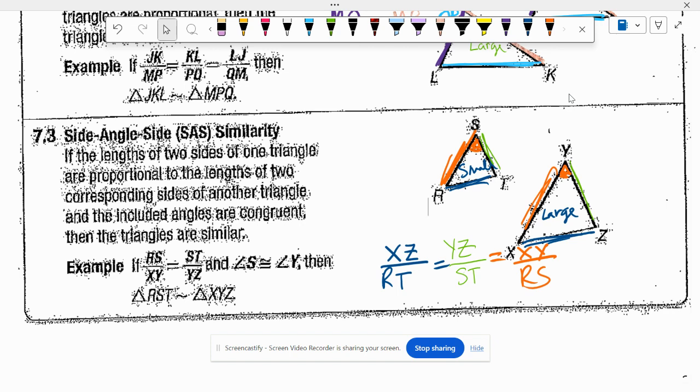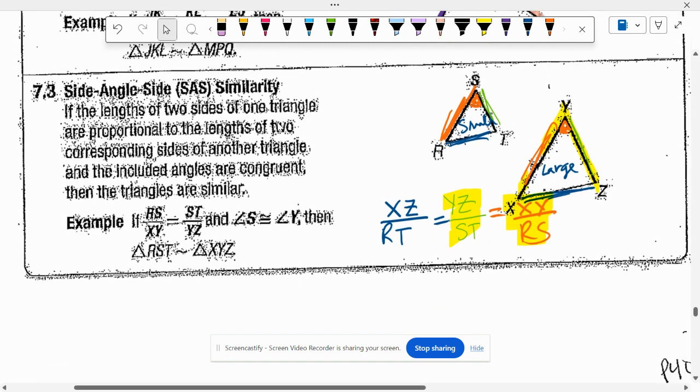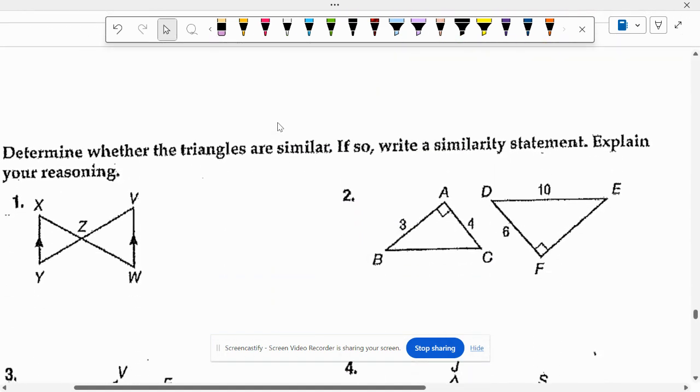So when I think about wherever the angle is, so if I'm using side angle side similarity, I'm really focused on XY and YZ. I'm really focused on the XY and the YZ. So we're going to just use that idea and practice it.